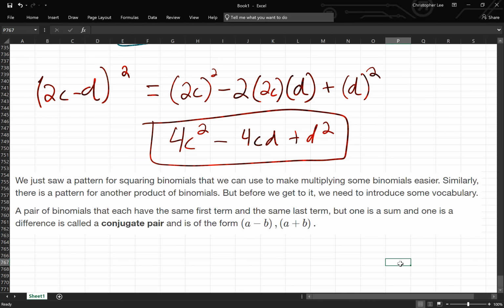All right, we just saw a pattern for squaring binomials that we can use to make multiplying some binomials easier. Similarly, there's a pattern for another product of binomials, but before we can get to it, we need to introduce some vocabulary. A pair of binomials that each has the same first term and the same last term, but one is a sum and one is a difference is called a conjugate pair. It is often of the form a minus b times a plus b.